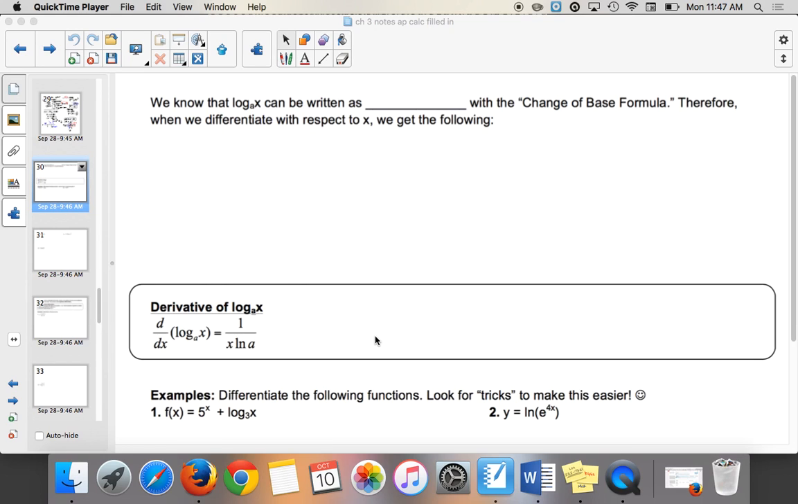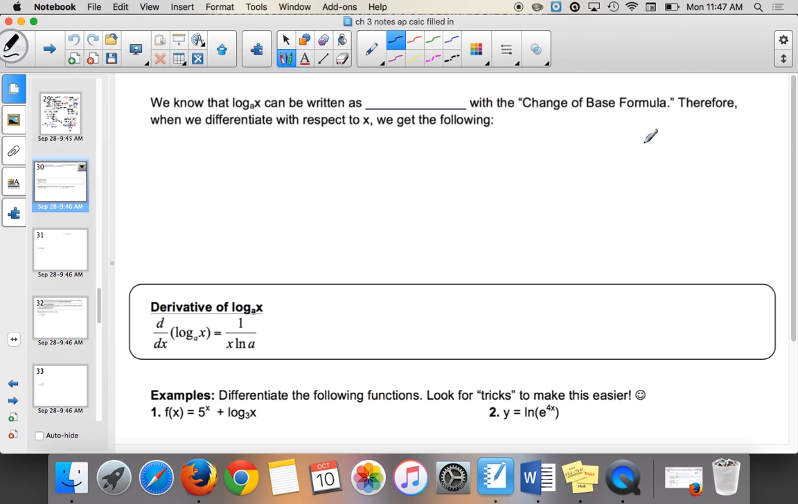Derivative of natural log. If you remember, if you have y equals natural log of x, its derivative is going to be 1 over x, exactly. So we're going to learn about other logarithms today. What if we have log base 7 or log base 10? How do I take the derivative?